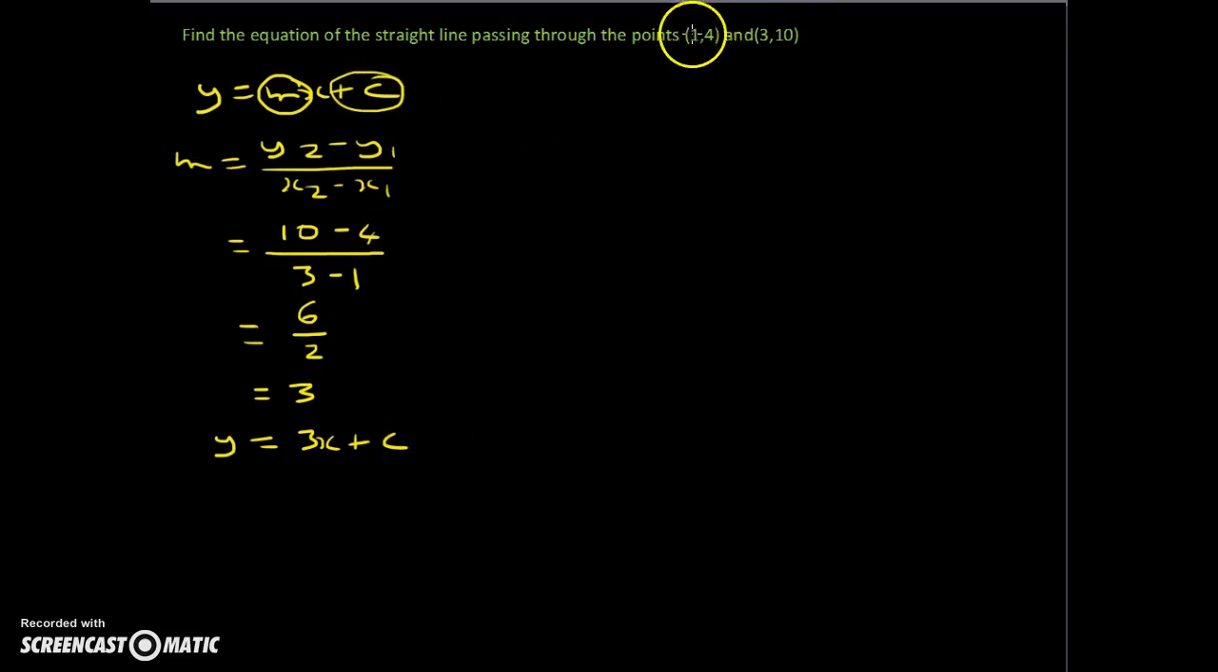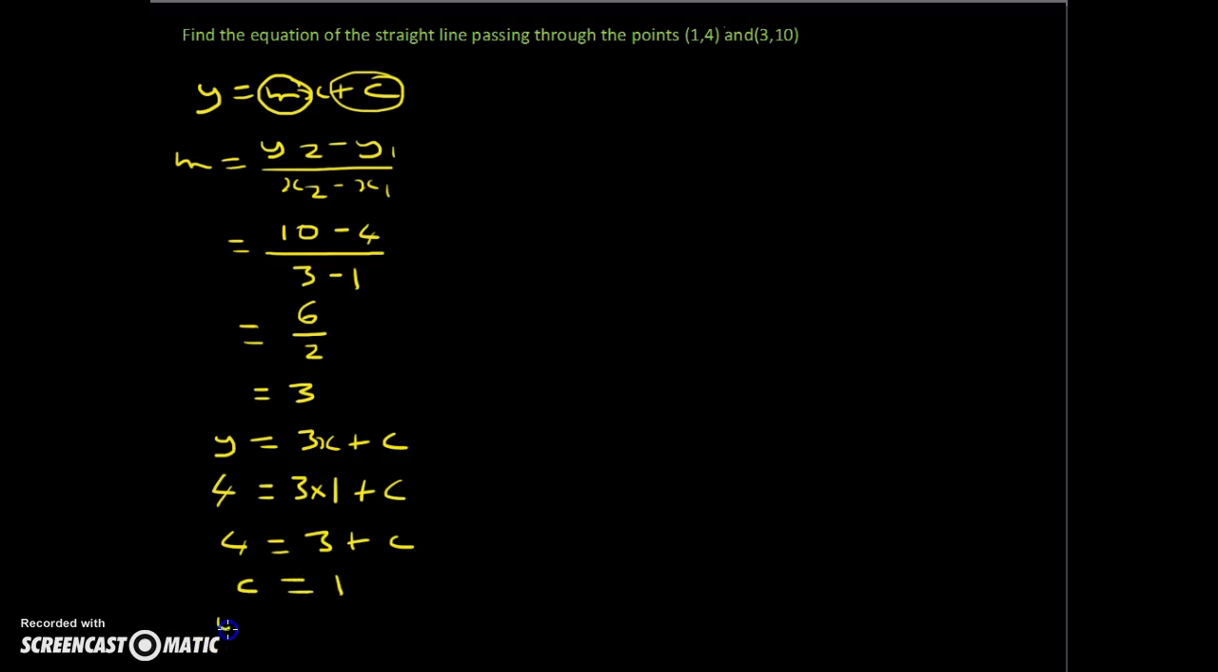y-intercept. Now we don't have the coordinate that gives us the y-intercept, so we're going to have to use one of the points to help us. So if we want c, we've got to know what x and y are. So let's use this point here, (1, 4). The y coordinate is 4, so let's put that in place of the y, and the x coordinate is 1, so let's put that in place of the x. So that's 3 multiplied by 1, plus c. So 4 = 3 + c, so c must equal 1.